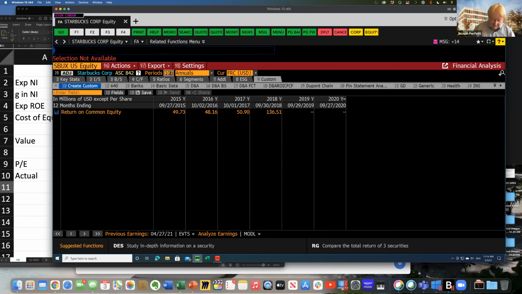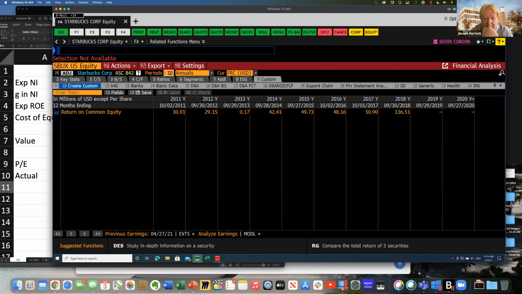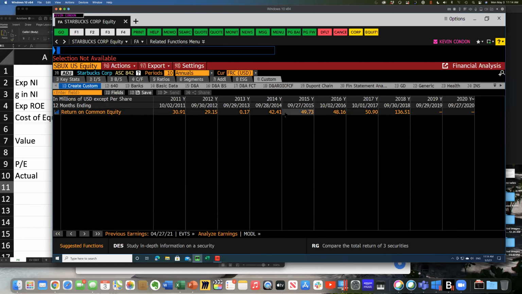Type 10. There we go. All right, so what number did you use approximately? Were you kind of looking at this range? Yes, the 40s, I think 50? It was around the 30 to 40. I don't have mine pulled up, but I think it was around that range.